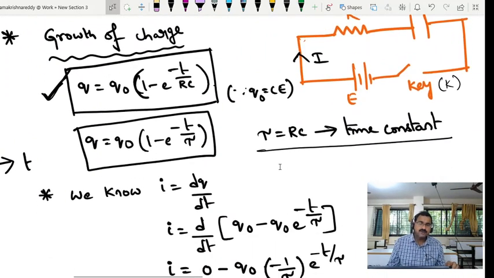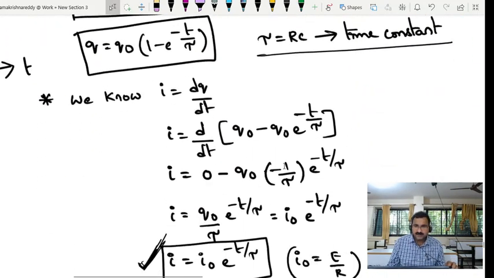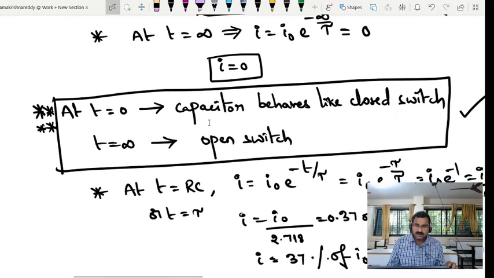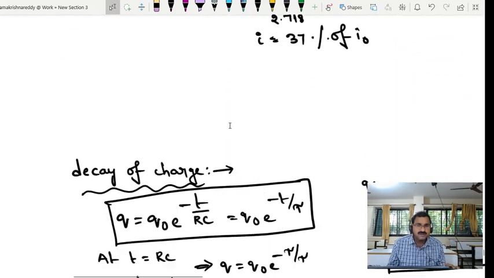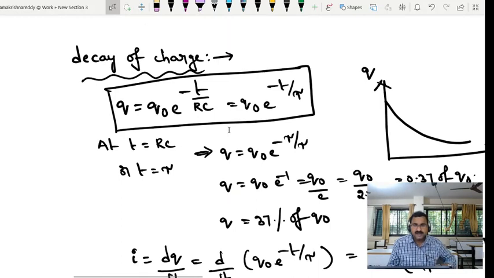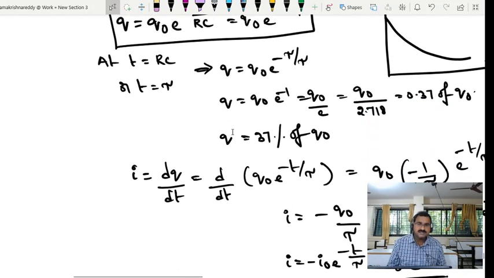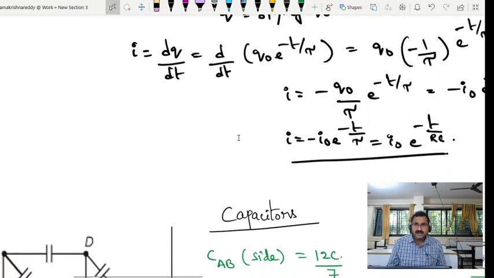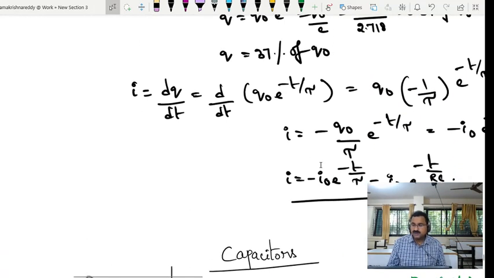Q is equal to Q naught into 1 minus e power minus t by RC, and the current equation. And the third point: at t equal to 0, the capacitor behaves like a closed switch; at t equal to infinity, it behaves like an open switch. Decay of charge formula: Q is equal to Q naught into e power minus t by RC, and the current equation is I is equal to I naught e power minus t by RC.